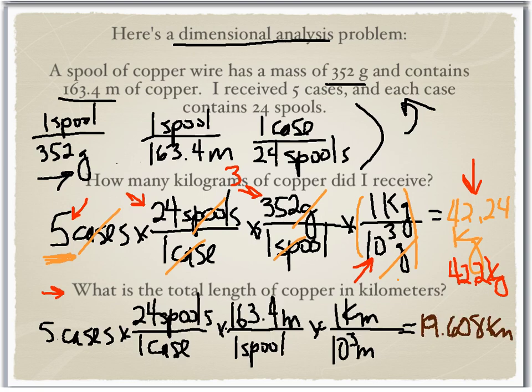See if you can figure out this one. So here I've set it up starting out similarly to the one before. Cases cancel, spools cancel. We want the length in kilometers, so the meters have to cancel, and we end up with 19.608. Thinking about significant digits, this is going to be the only thing that affects it, and that has 4, so this answer should be expressed as 19.61 kilometers.